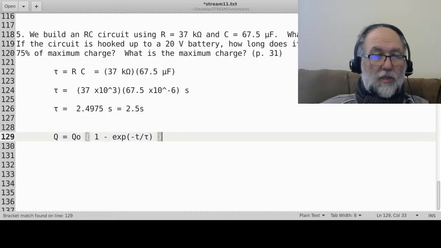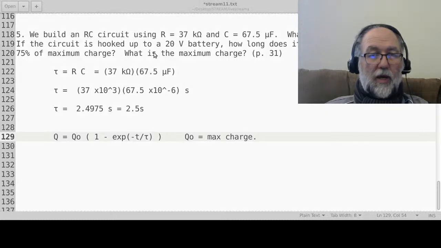So you say, geez, what's this formula all about? Let me just tell you that Q naught is max charge. In fact, that's one of the questions that I'm asking for. I'm asking for what is the maximum charge. That's the second part of this.